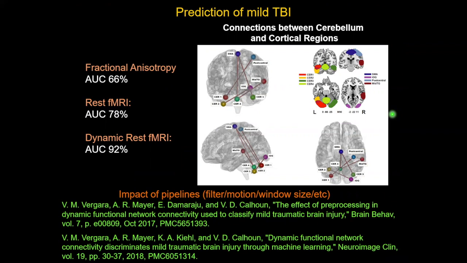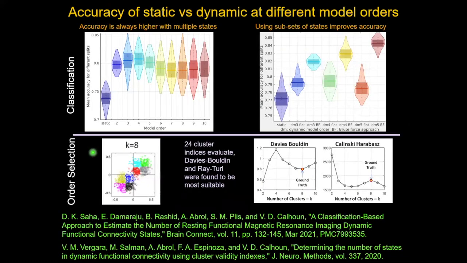We also looked at prediction of mild TBI, which is very challenging because it's very subtle and very heterogeneous. And we find that if we compare, resting fMRI generally did a little bit better than diffusion-based measures, at least in our hands. And we also see that the dynamic rest fMRI did better than the static fMRI measure at prediction.